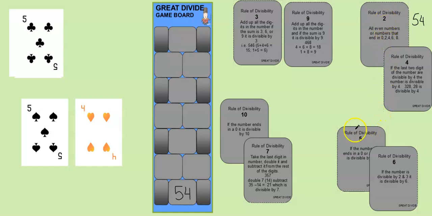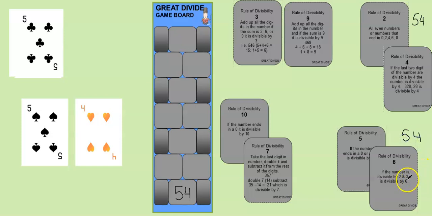So now they can still look, and maybe somebody knows that 9 divides into 54 6 times. And they look at the rule of divisibility of 6, that if the number is divisible by 2 and 3, it is divisible by 6. Well, they just know that 9 divides into 54 6 times, so they get the 54 and write it on their card.